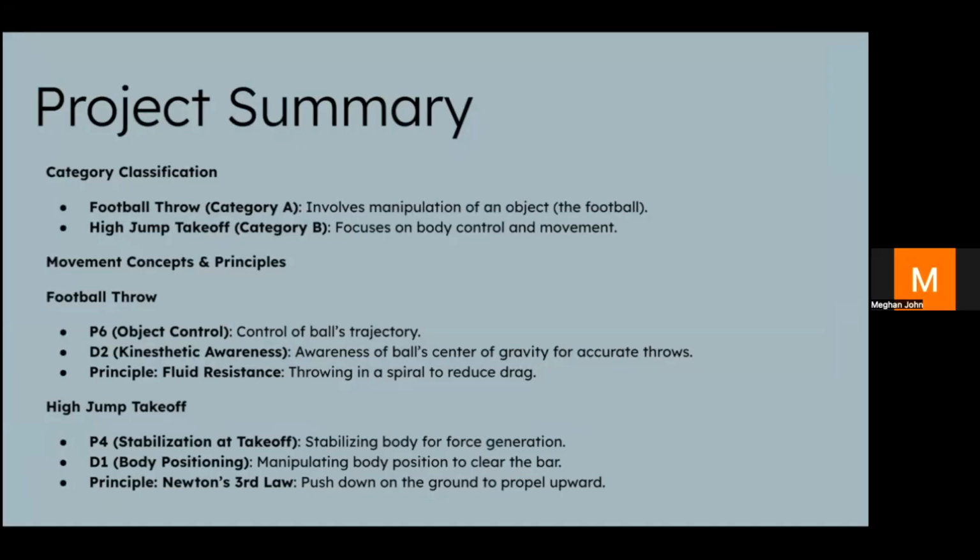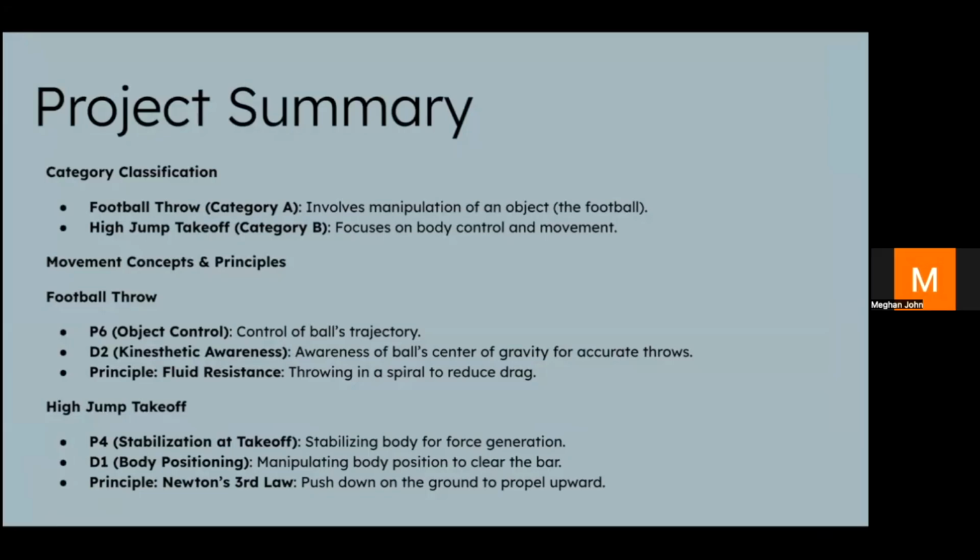For the high jump takeoff, category B, this involves the athlete's body control and force generation to clear a bar. By focusing on body mechanics, particularly in force generation and stabilization, there is no external object manipulated, so it's a category B movement. The primary goal here is to clear a bar by applying force and mastering body control with minimal involvement of external objects or opposing forces.